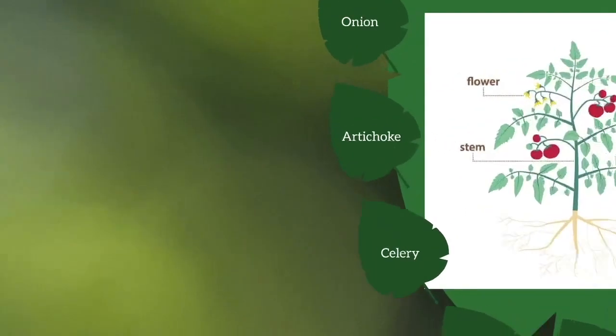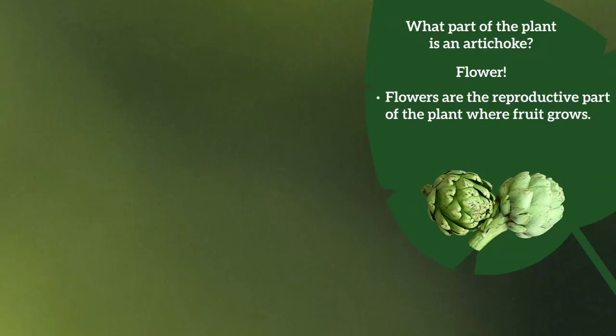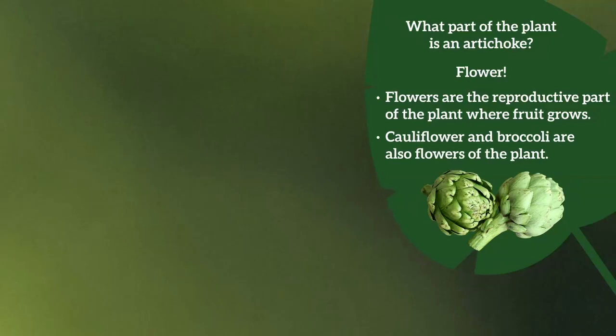Next up, we have the artichoke. You may have seen this before, or you may have not. What part do you think it belongs to? If you guessed the flower, then you'd be correct. Flowers are the reproductive part of the plant where the fruit grows. Cauliflower and broccoli are also called flowers of the plant.